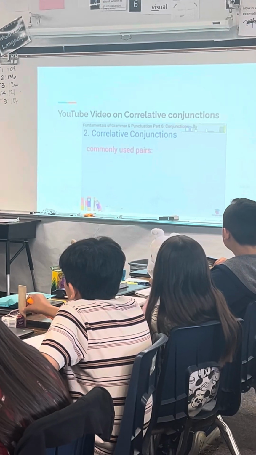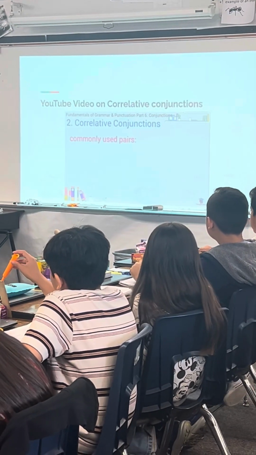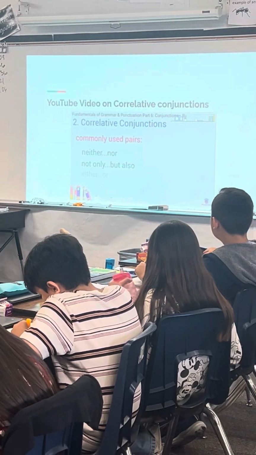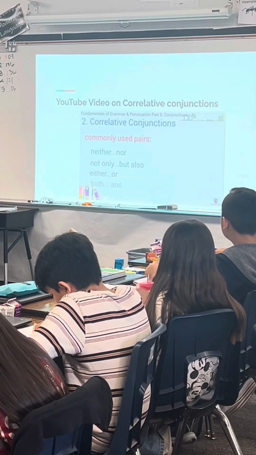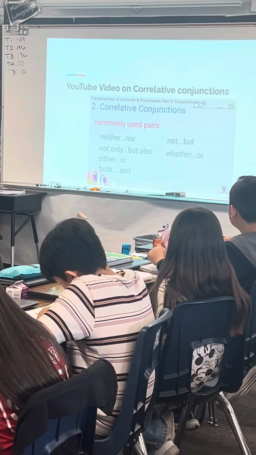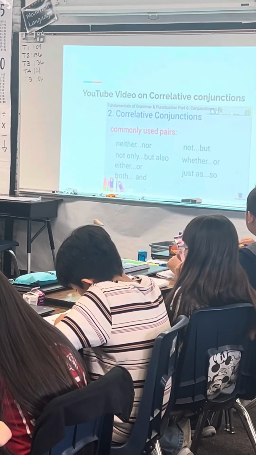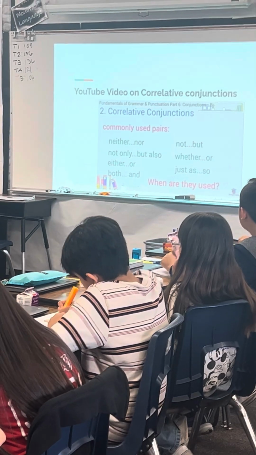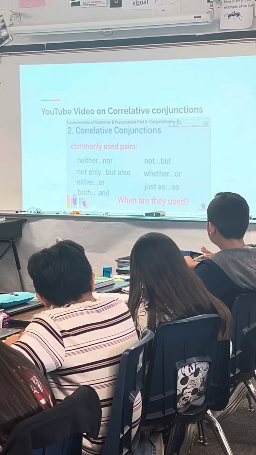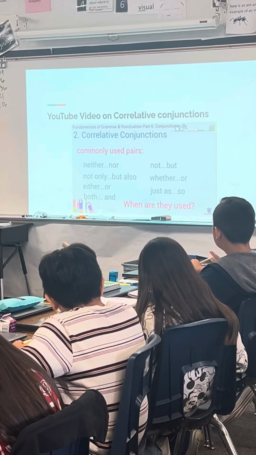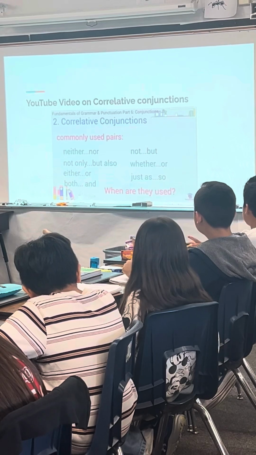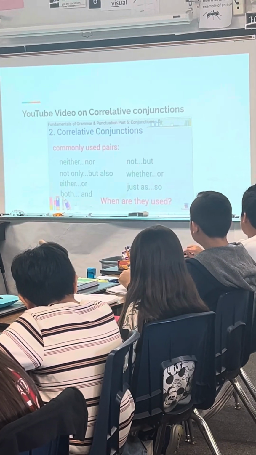Here are the commonly used correlative conjunctions: neither nor, not only but also, either or, both and, not but, whether or, just as, so. Now let us discuss when we should use each pair, or what are their functions basically. Let's not talk about how this time, as we need more time for us to be able to tackle each one. The hows will be discussed in our advanced videos.